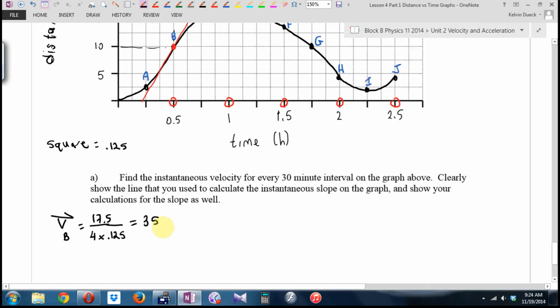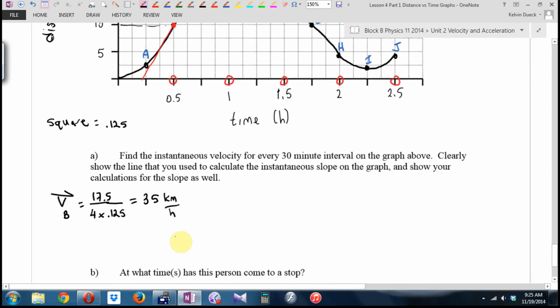35, what? What are the units? What are the units on the y-axis? Kilometers. What are the units on the x-axis? Kilometers per hour. You see how we did that?